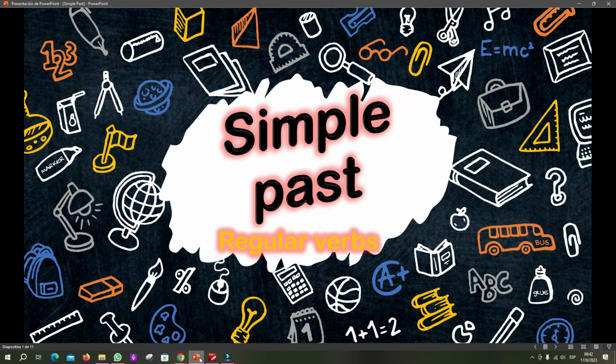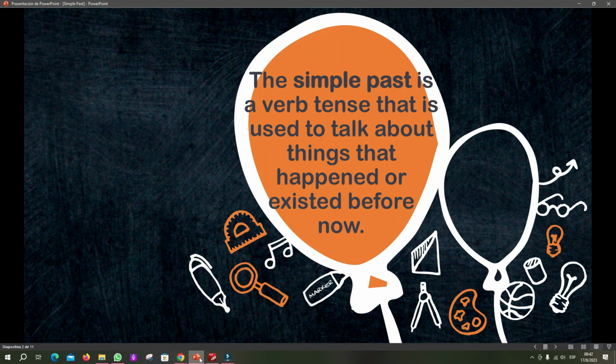Simple past of regular verbs. The simple past is a verb tense that is used to talk about things that happened or existed before now. There you have the regular verbs, the ones that end in ed, right? So, ¿qué es el pasado simple? Cosas que pasaron o existieron antes, ¿verdad? Comenzaron en el pasado y terminaron en el pasado.